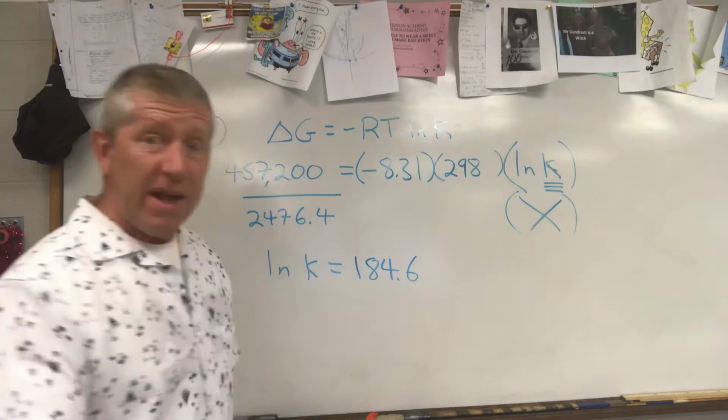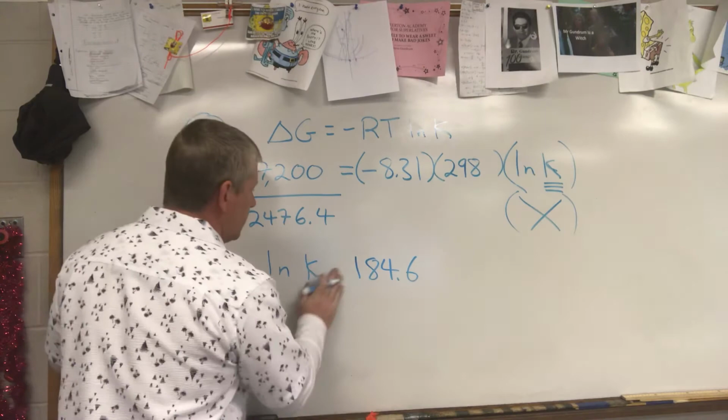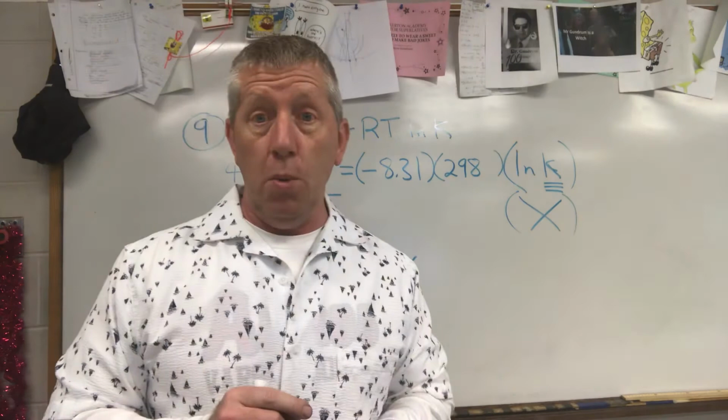And the reason I caught it is because my answer doesn't make sense. I'll explain that in just a second. A negative is a negative, so that means this is a negative. Let's try that again. Because my answer here was 1.something times 10 to the 80th, and I went, wait, what? That doesn't make any sense. I'll explain that in a minute. Let's go ahead and do it with the correct number.